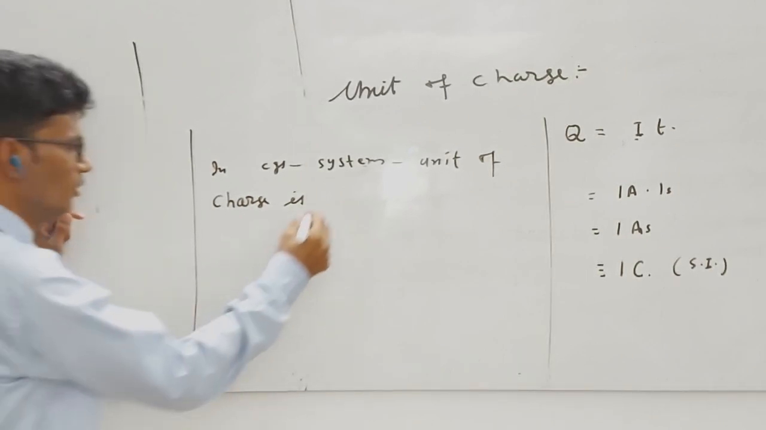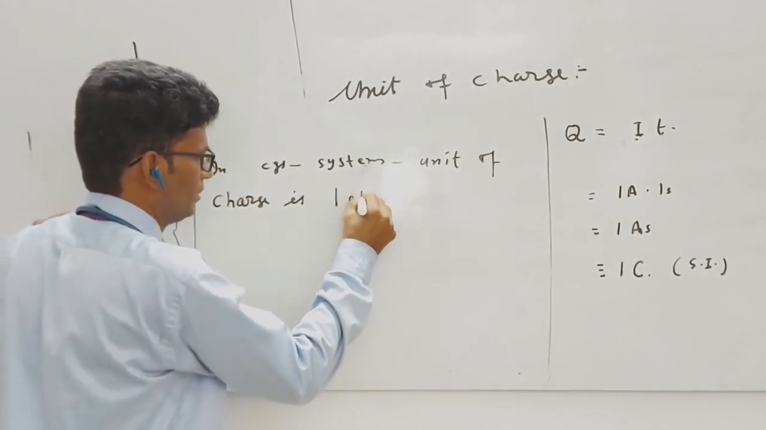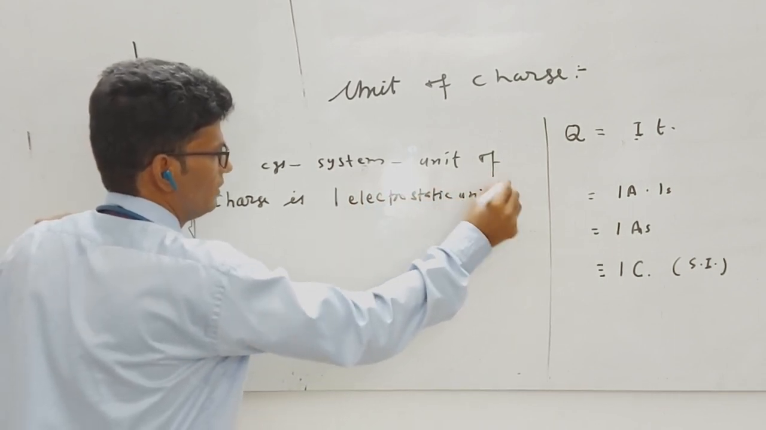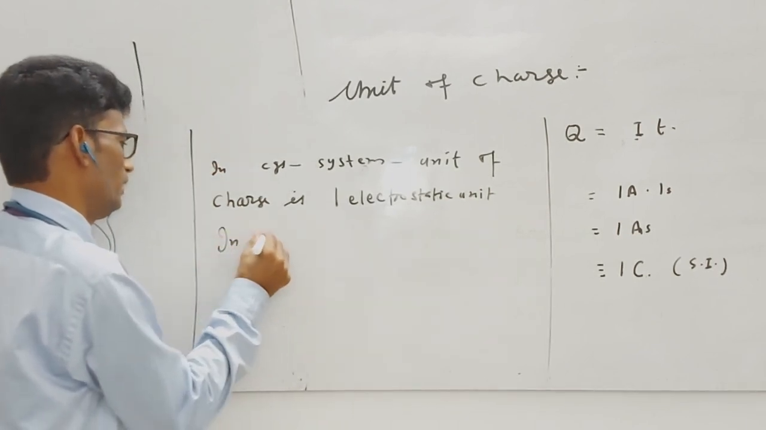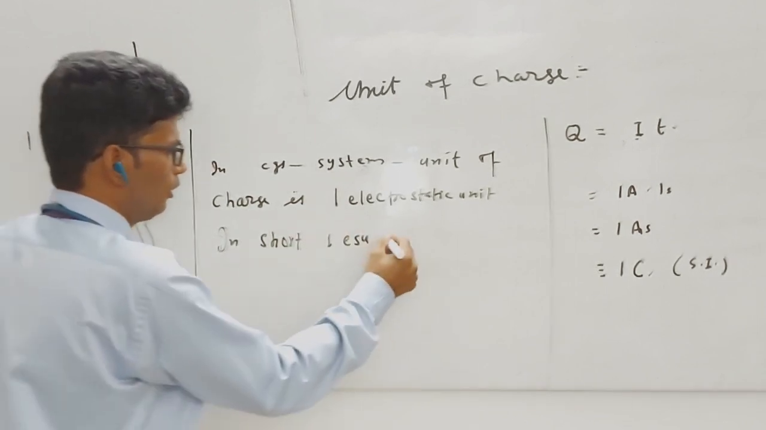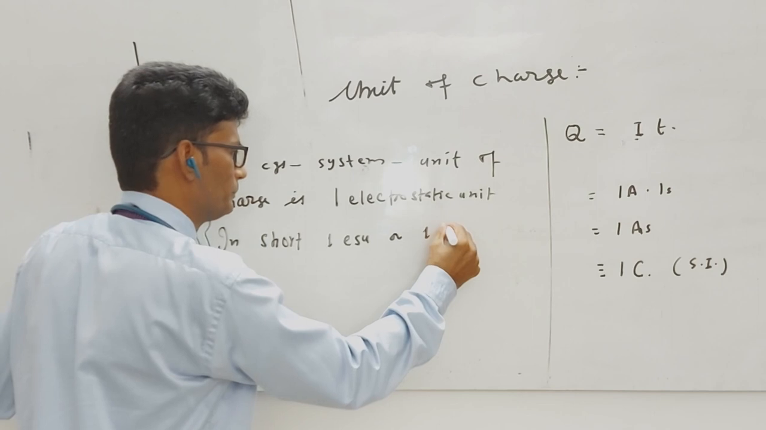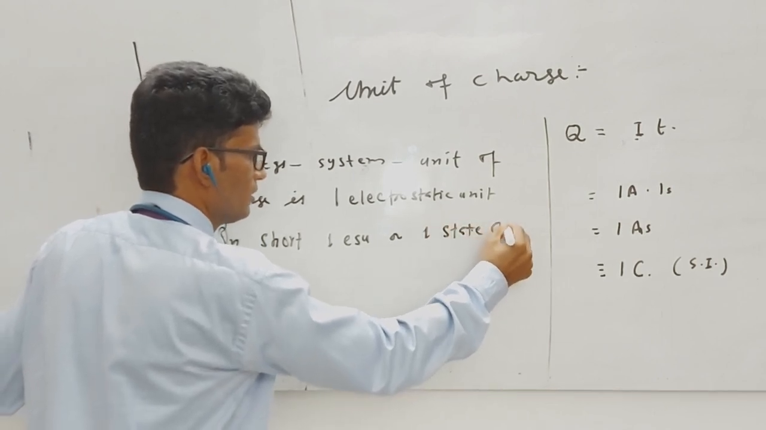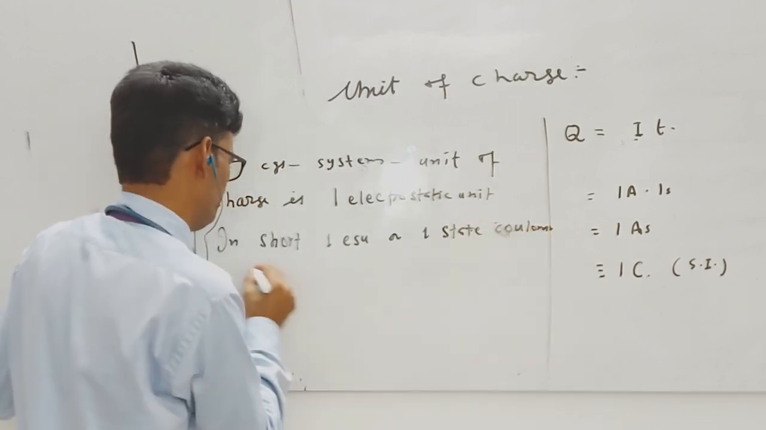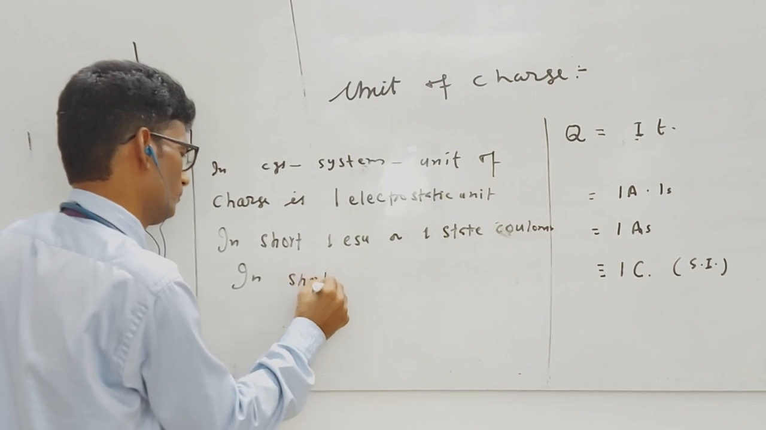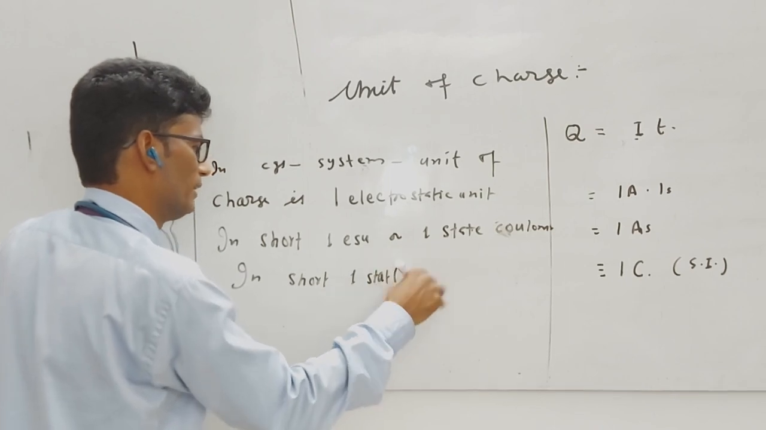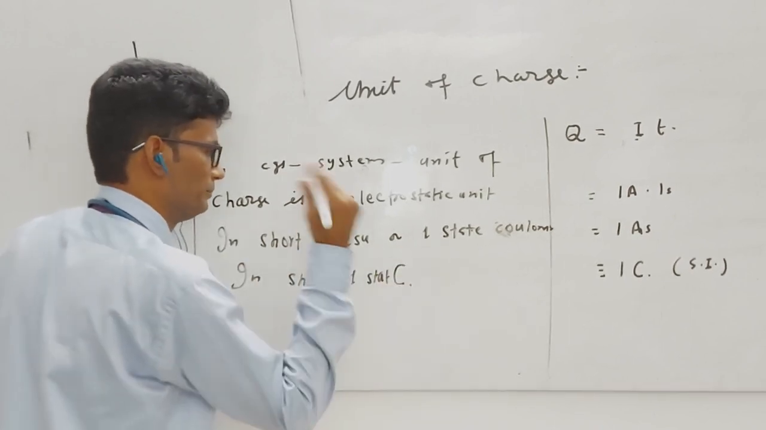unit of charge is 1 electrostatic unit, in short 1 ESU. Or we call it 1 statcoulomb, in short 1 statC. Mind you here, it is a small 'stat' then capital C: 1 statcoulomb.